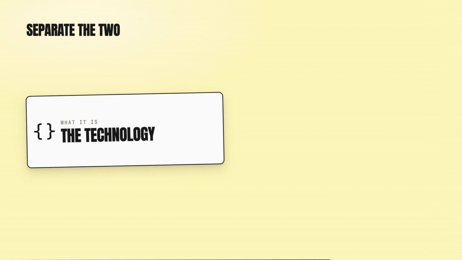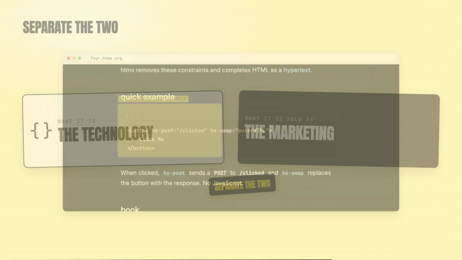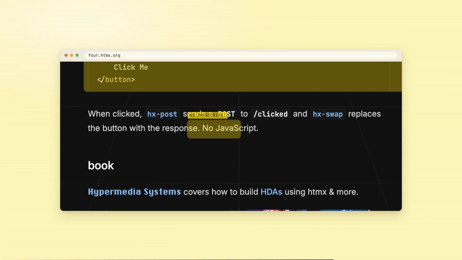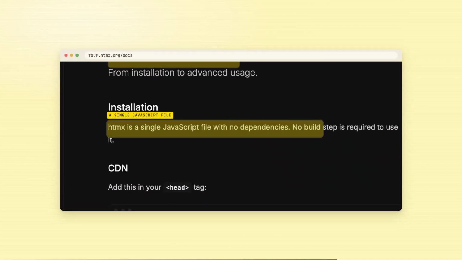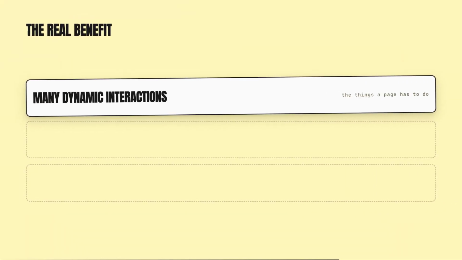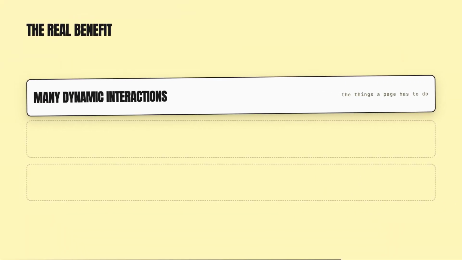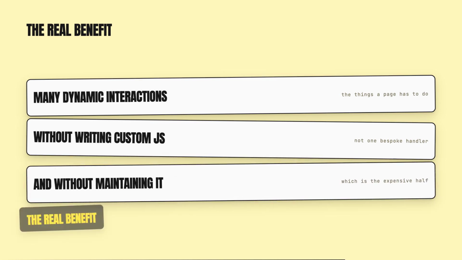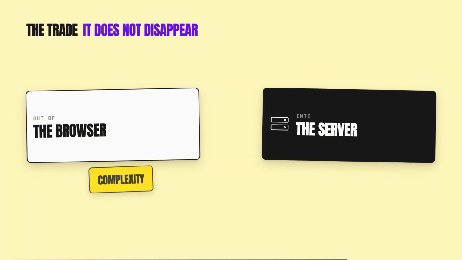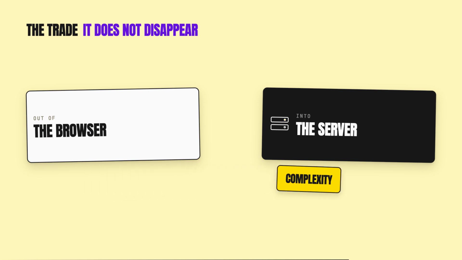This is where we need to separate the technology from the marketing. HTMX is often described as zero JavaScript. That isn't literally true. HTMX is a JavaScript library. The real benefit is that developers can create many dynamic interactions without writing and maintaining large amounts of custom JavaScript themselves. And moving complexity out of the browser does not make complexity disappear.